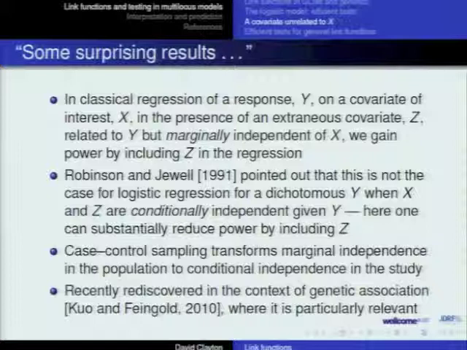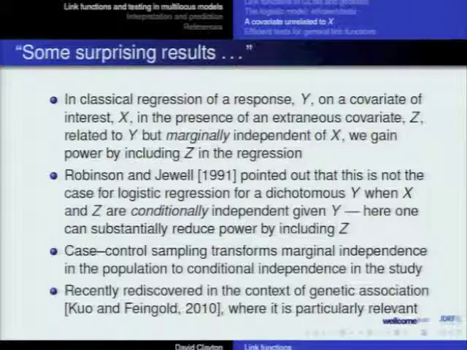However, in the logistic regression framework, when you have this situation where you have Z, which is strongly related to Y, but not related to X, then you actually get a loss of power. And that was the "some surprising results" of the title in the Robinson and Jewell paper. Now, in fact, the paper's slightly confusing because reading the paper, you get an impression that this is about a difference between a normally distributed continuous regression model and a logistic regression model. But I don't think that's the problem at all.